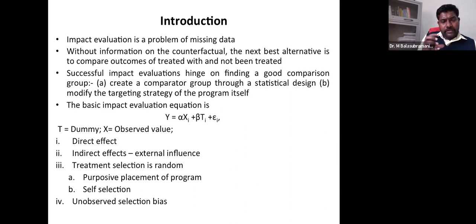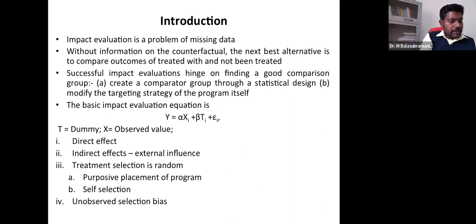Here the perfect term is the counterfactual, without information on the counterfactual, the earlier data on the beneficiaries. If the earlier data is correct, then the impact we assess will be a more accurate measure. So the next best alternative is to compare outcomes of treated with non-treated. Successful impact evaluations hinge on finding a good comparison group, a good counterfactual group.